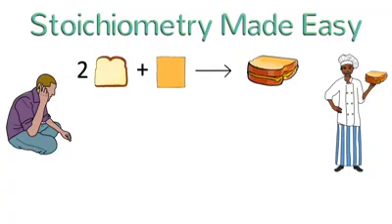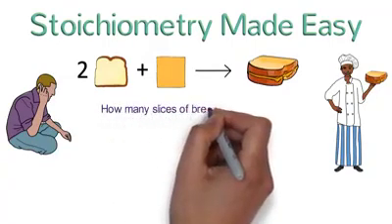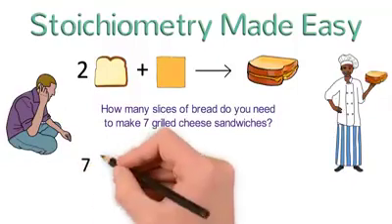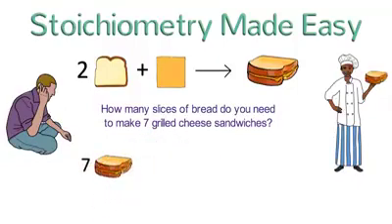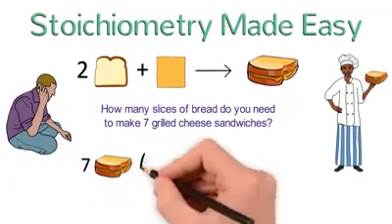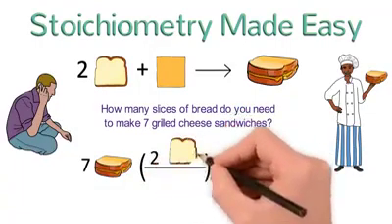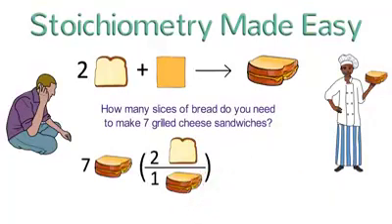Let's start with the first ingredient. How many slices of bread do you need to make 7 grilled cheese sandwiches? You can probably solve this in your head, but please follow the logic of my method. In order to solve this problem, we are first going to write down the quantity that we know, 7 grilled cheese sandwiches. Next, we are going to multiply this by the ratio of bread to sandwiches. You need 2 slices of bread to make 1 sandwich.